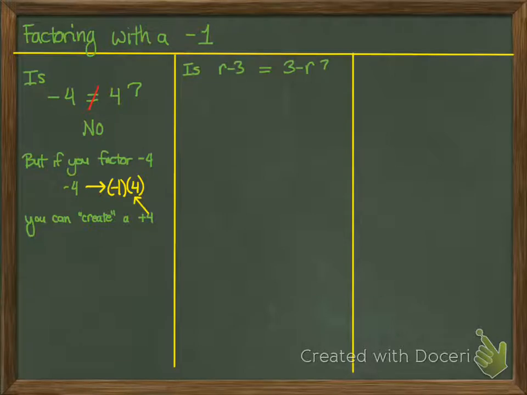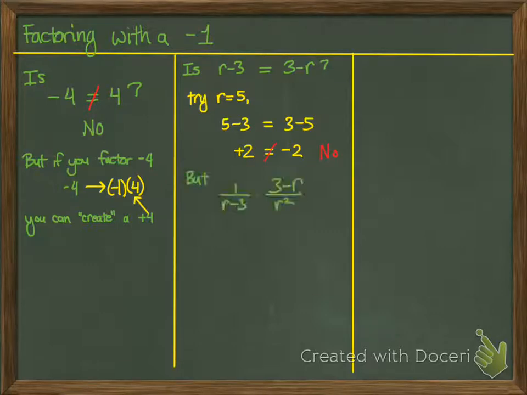So let's take a look at this. This is where we get tricked up a lot. Is r minus 3 equal to 3 minus r? Try r equaling 5. Let's substitute it in. 5 minus 3, is that equal to 3 minus 5? Well, no. One of them is going to be +2 and the other is going to be -2. So no, they're not the same.